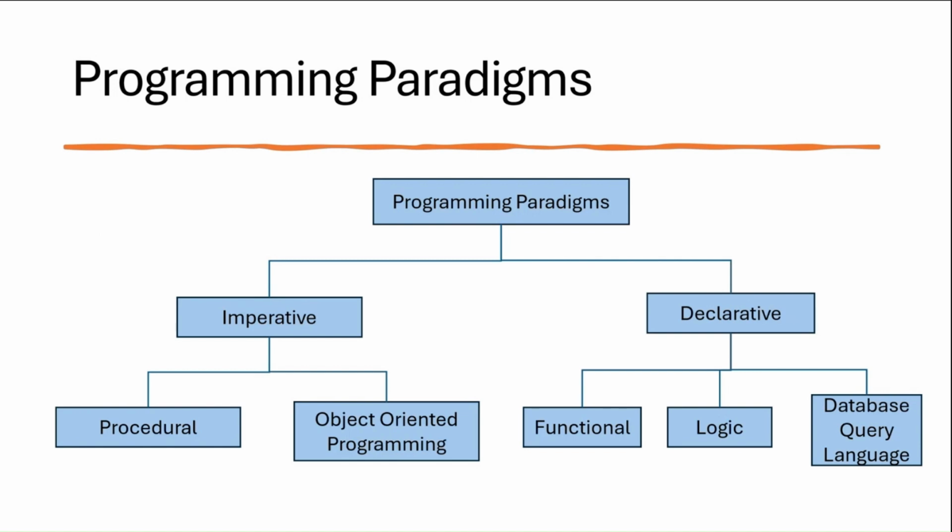So these are the main types of programming paradigms. There are many types, but we'll focus on the main ones. There are two main base paradigms. One is imperative and one is declarative. Under imperative, there are two types. One is procedural and another one is object-oriented programming. We will focus on object-oriented programming in upcoming videos in more detail. And declarative has three: functional, logic, and database query languages.